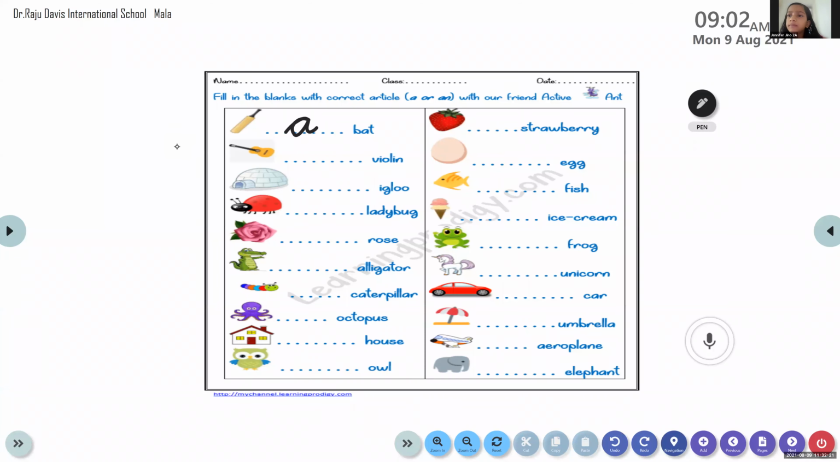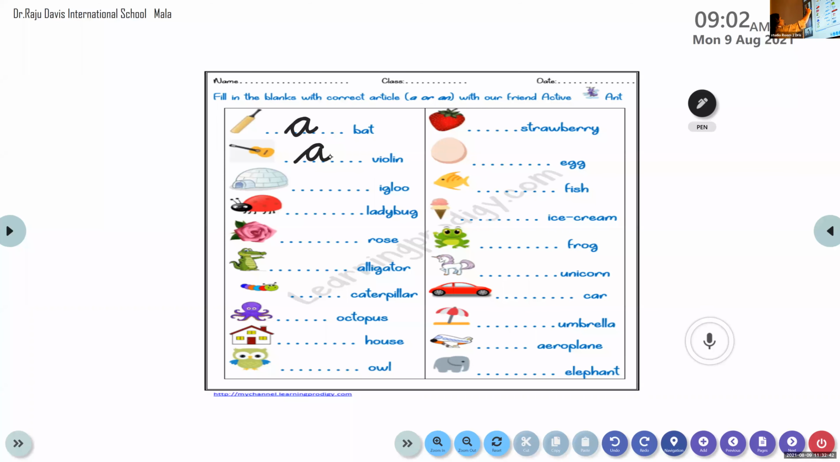A violin, yes. So we have to use article a or an before the word. A violin, because V is a consonant letter. Violin begins with a consonant letter V, so we have to use the article a before the word.